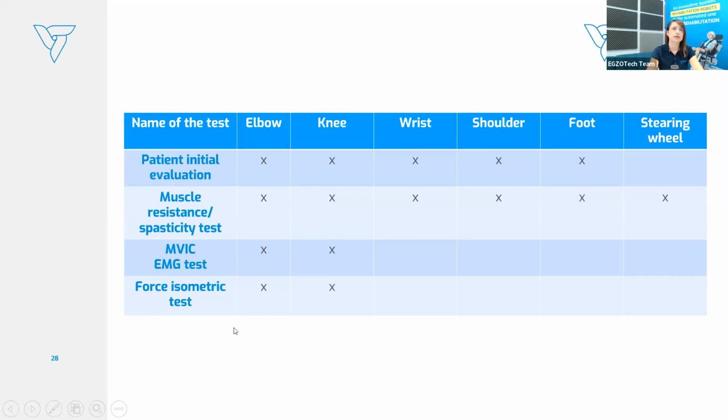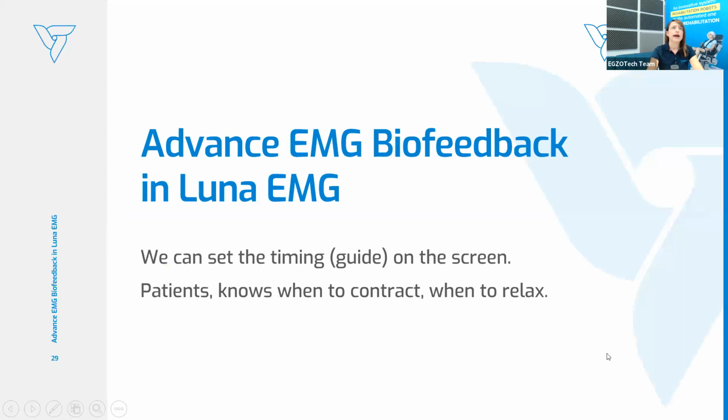And the new tests are applying for different extensions. So like I told you, for the isometric test, this will be elbow and knee, and maximum voluntary isometric contraction also for those extensions. But the other tests are for either all of the extensions or almost all of the extensions. And last but not least, what I mentioned at the beginning, all the customers receive this automatically.